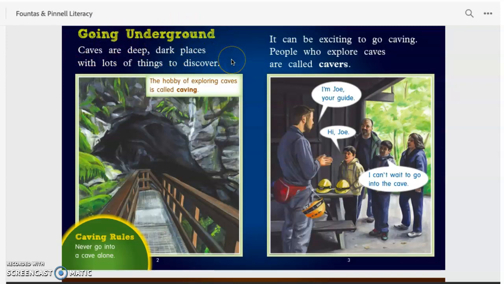Caves are deep, dark places with lots of things to discover. The caption says, the hobby of exploring caves is called caving. Caving rules: never go into a cave alone. And then it says, it can be exciting to go caving. People who explore caves are called cavers. And then there's speech bubbles. I'm Joe, your guide. Hi, Joe, this little boy says. I can't wait to go into the cave.